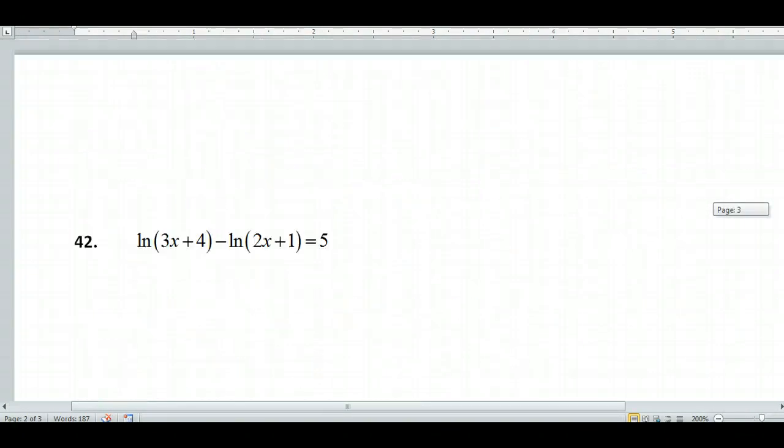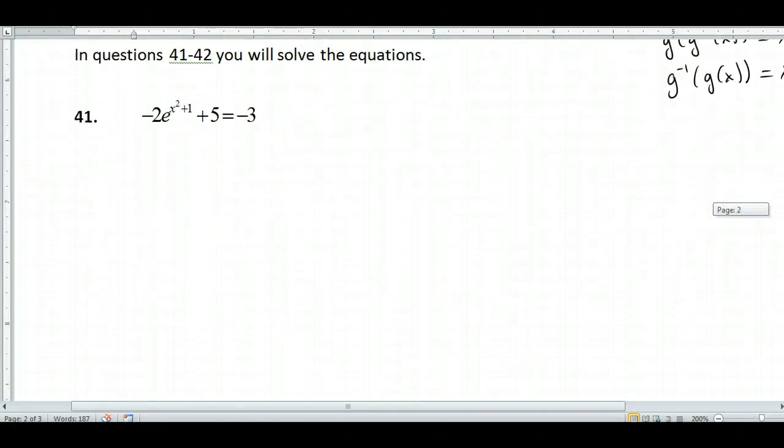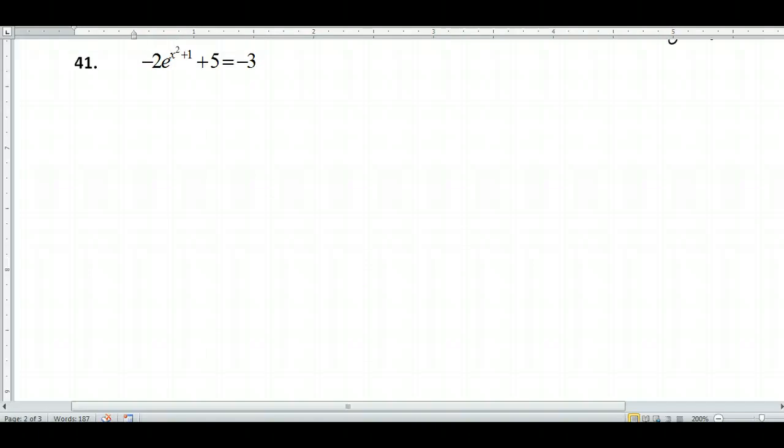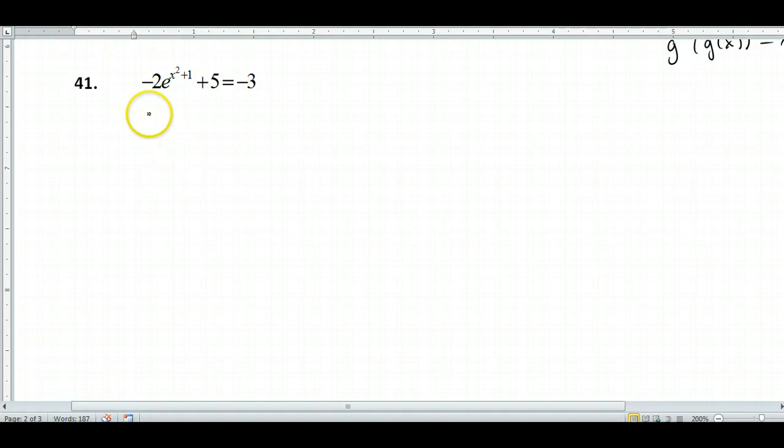Equations. All right, equations. So let's solve this equation. We've done plenty of equations like that when we did the log and exponential. So the first thing you do is subtract 5, divide by negative 2. These are all if and only if, actually.